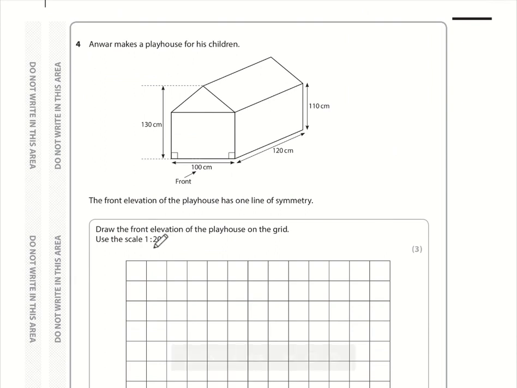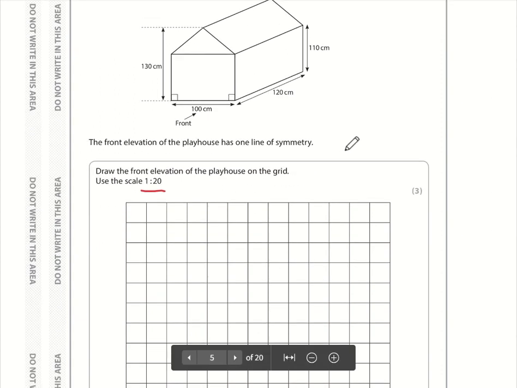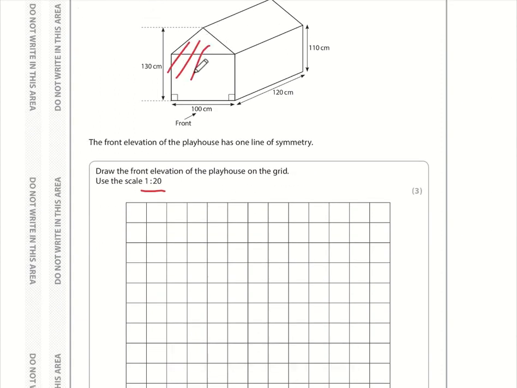So the scale here is 1 to 20, so we need to draw this 20 times smaller on this grid here. So we're drawing the front elevation, so this part here. So 100 divided by 20 is 5, so 100 centimetres will now be 5 centimetres, and it's going to have a height of 130 divided by 20, and that is a height of 6.5, so from the very top.